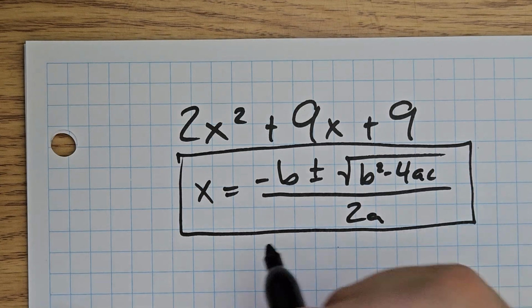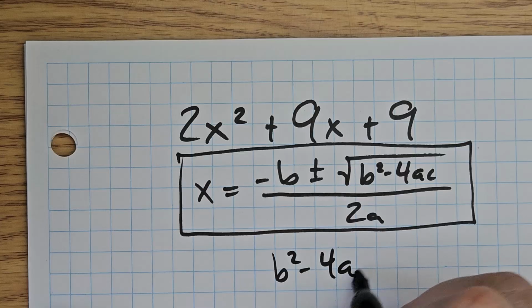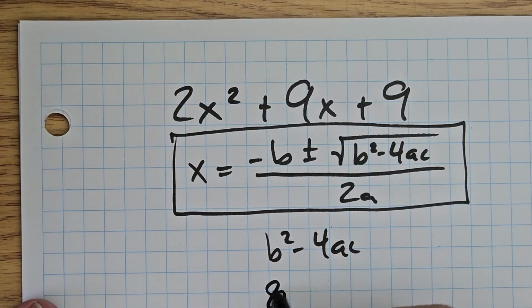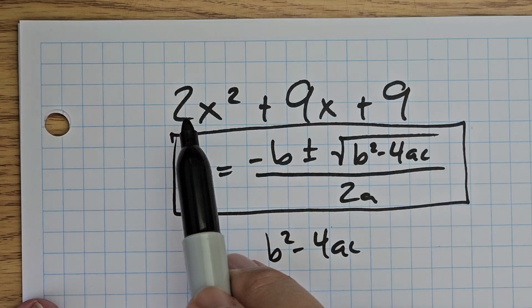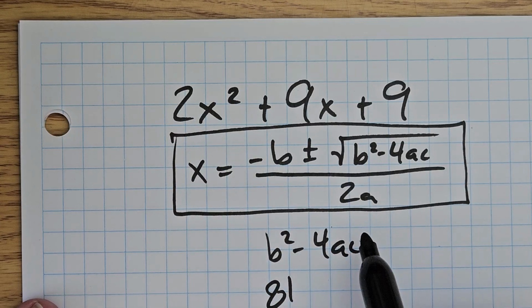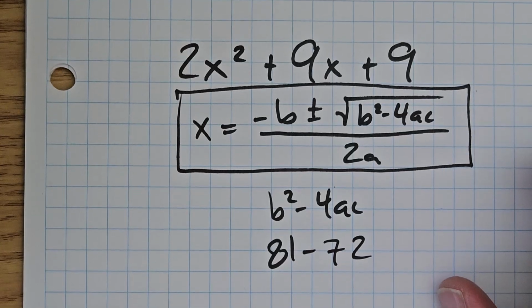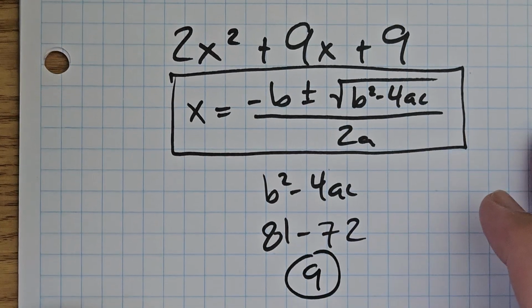So we're going to start with the discriminant, which is b squared minus 4ac. Okay, b is 9, so 9 squared is 81. Negative 4 times a, which is 2, is negative 8, times c, which is 9, is negative 72. Okay, let me double check that. Yep, okay. And 81 minus 72 is 9. I'm going to circle that.